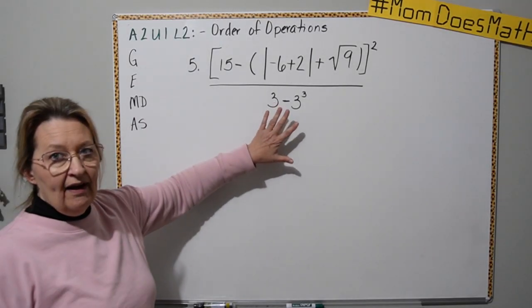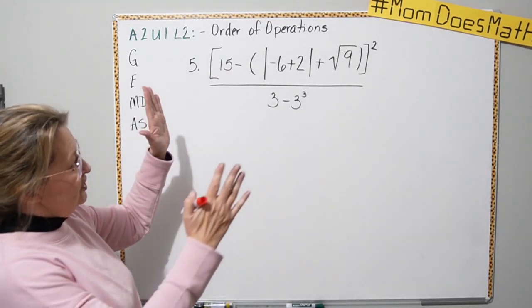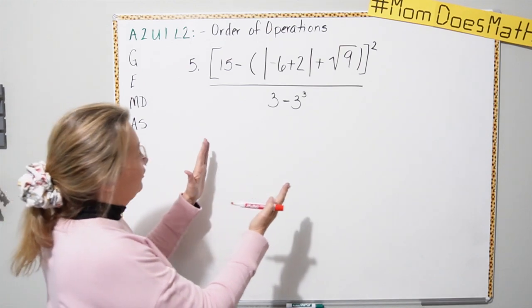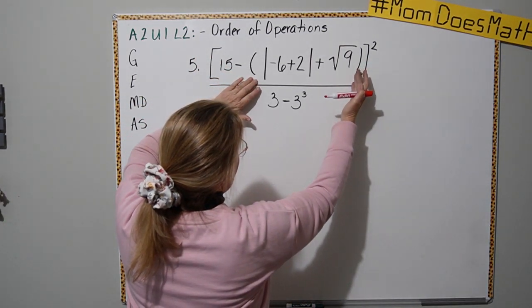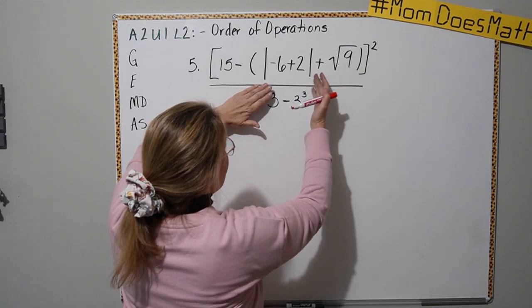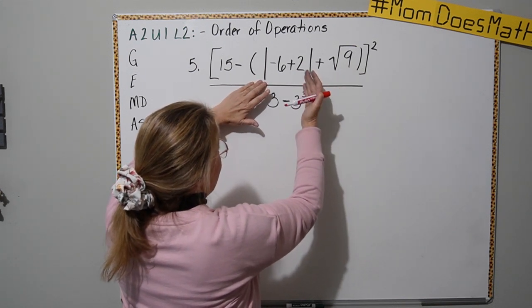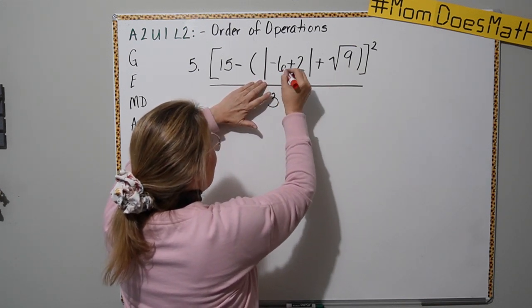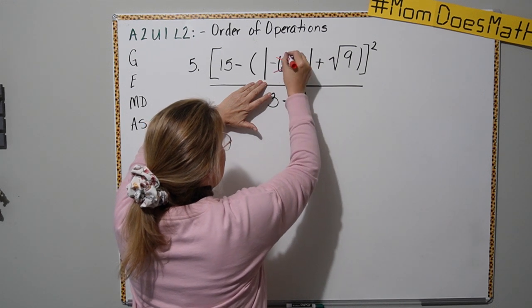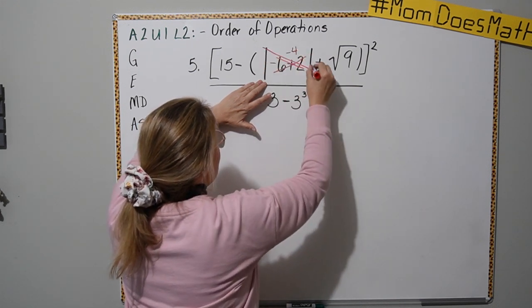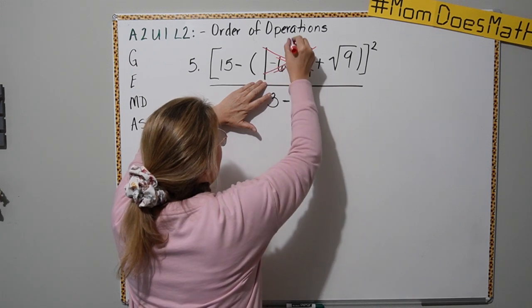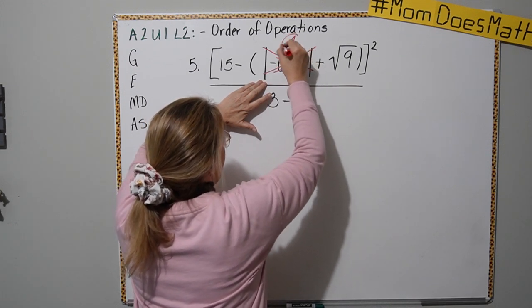Okay, so here's number 5. I know it looks bad, but let's just go to the innermost part first. You see the brackets on the outside, they work their way into the parentheses. And then inside the parentheses, we have absolute values. So let's take care of that first. Negative 6 plus 2 is negative 4. But then the absolute value of negative 4 is just going to be positive 4.